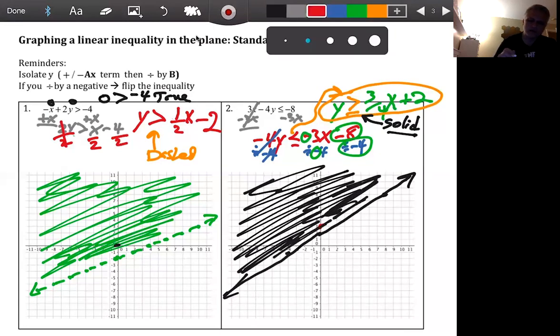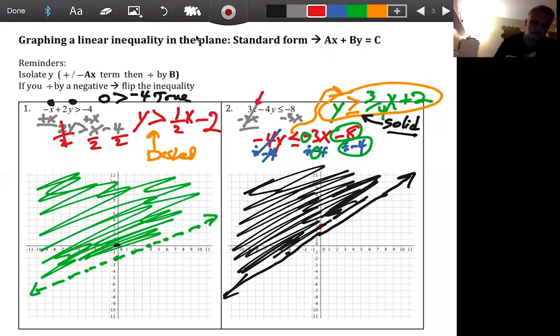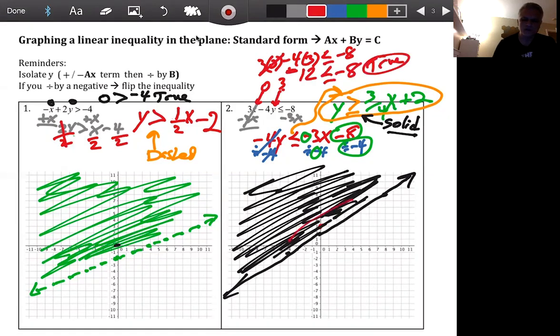So 0, 3. If I put 0 in for my x and 3 in for my y, let's see if it's true. 3 times 0, so 3 times x, minus 4 times 3, which is y, less than or equal to -8. Well, 3 times 0 is 0. 0 minus 12 is -12. Is -12 less than or equal to -8? It's true. So that means we shaded the correct region. Okay, that's it for day 1. See ya.